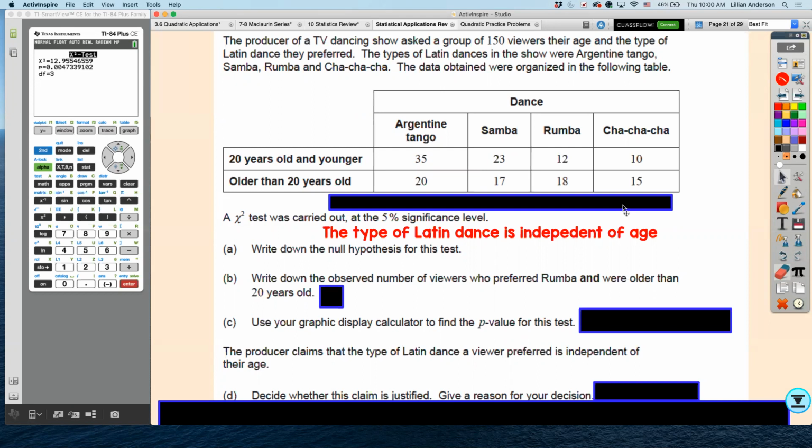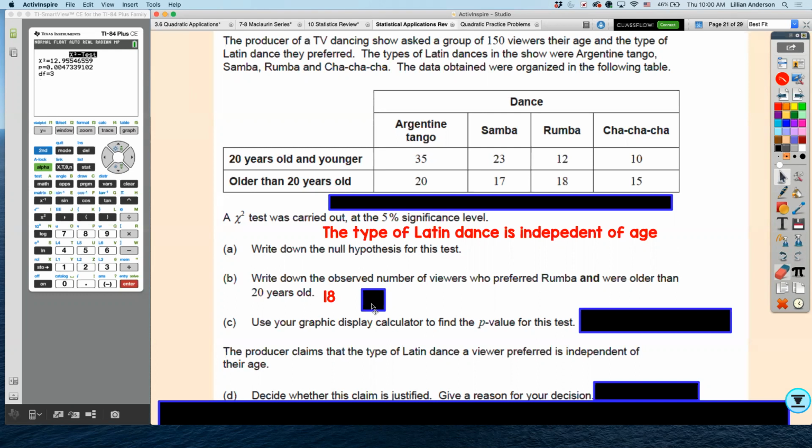Very good. Part B was pretty straightforward. You had to write down the observed number of viewers who preferred rumba and were older than 20 years old. Somebody online, what number did you get? 18. You were literally pulling that from the table, making sure you could read the table. Then it says use your graphics display calculator to find the p-value. Remember, p-value is found the same way we find our chi-squared, okay? So who got that answer?